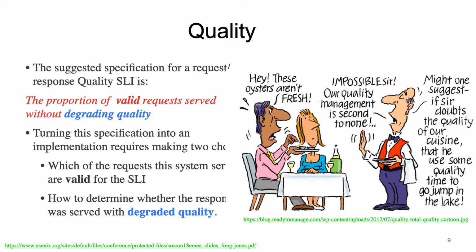And comes the quality SLI. The suggested specification for a request response quality SLI is the proportion of valid requests served without degrading quality. Again, the rule is the same. So let me take an example. Maybe at an increasing load, what is the quality with which the service was still served? Am I serving with the same quality as at a lower load, or how am I degrading? Is it a graceful degradation? All this comes into the picture.